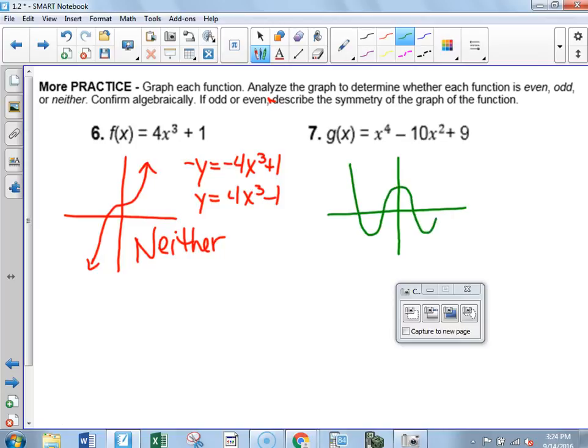Anybody's calculator not working? Anybody get a picture like that?